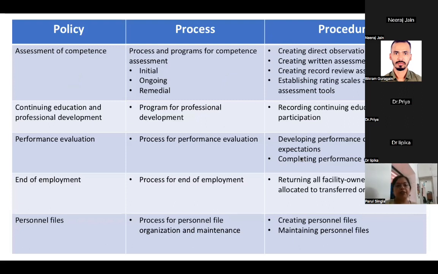Then assessment of competence. Competence is a process which you start, and it should be ongoing. And wherever you feel the competence is not up to the mark, you should retrain or reassess by helping the training of that person. So a process and program for competence assessment should be available. Initial competency, then ongoing competency. Initially you have assessed, you know, I need this qualification for this post, and I want this much experience. I want someone who is trained on this particular instrument previously. So this is the initial process.